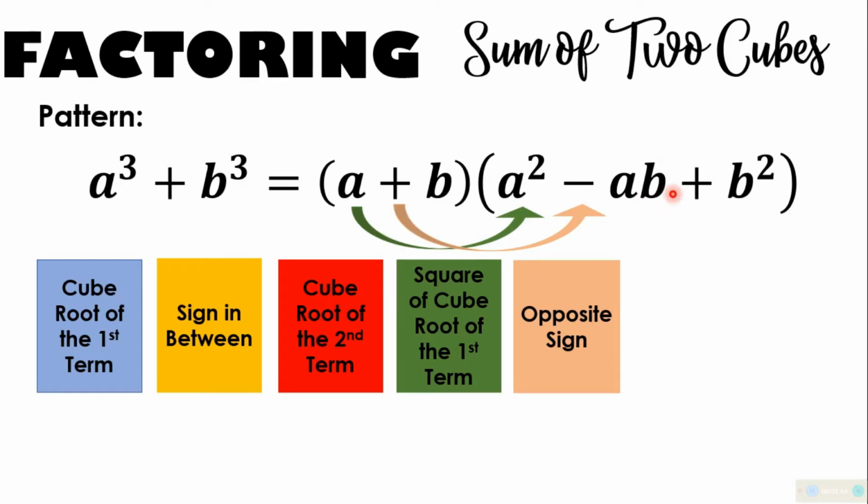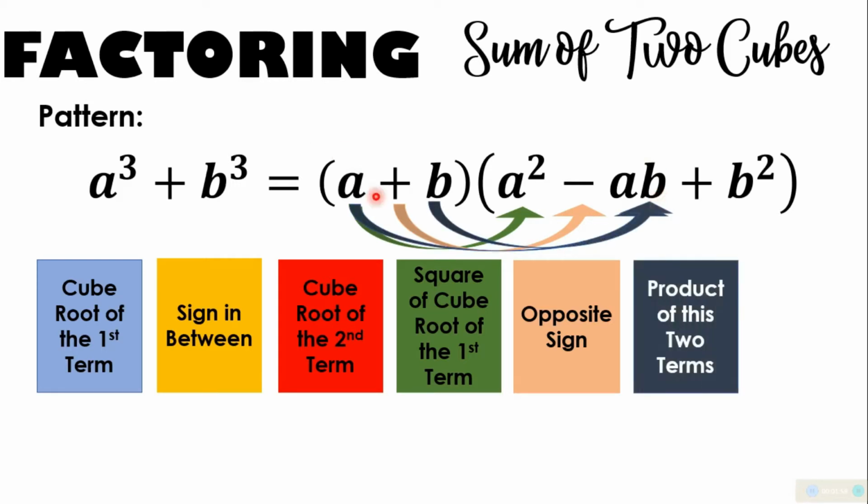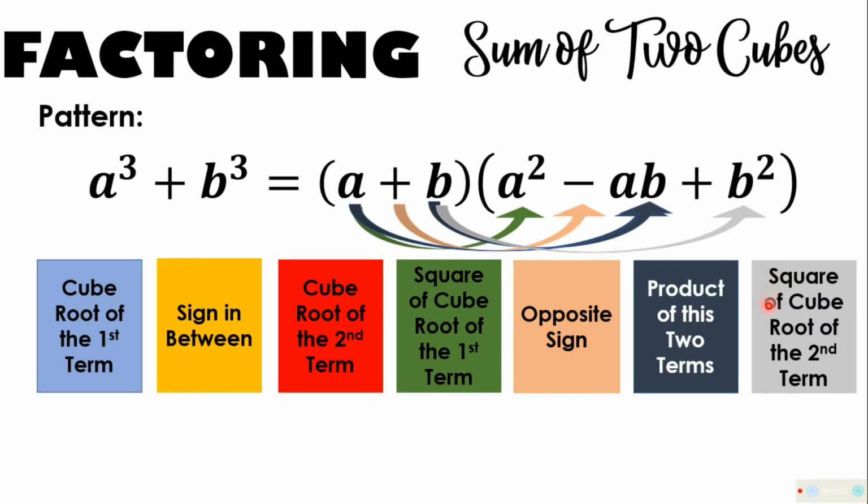And then, kung mapapansin nyo, we have AB here. So, ibig sabihin, we have to get the product of these two terms. So, pag-multiply natin yan. And then, for the last term, lagi po yung positive. And then, yung b, naging b squared. So, we have to get the square of the cube root of the second term. So, ito yung cube root of the second term. Kaya, kinuha natin yung kanyang square.